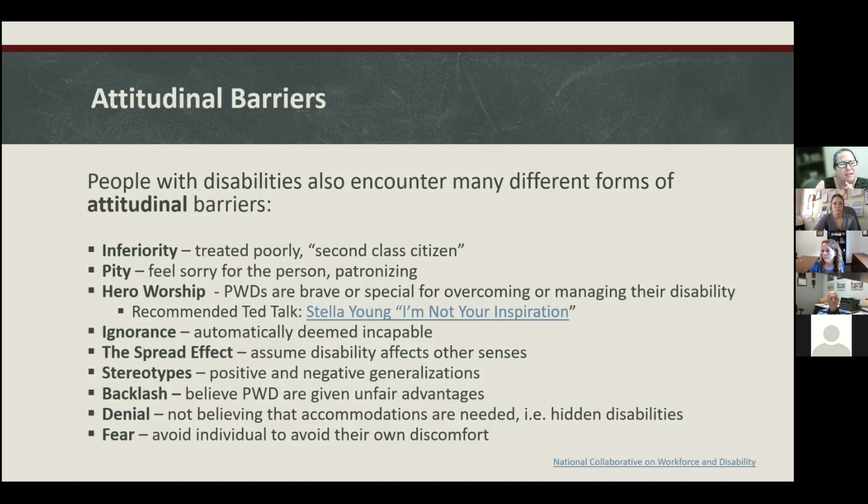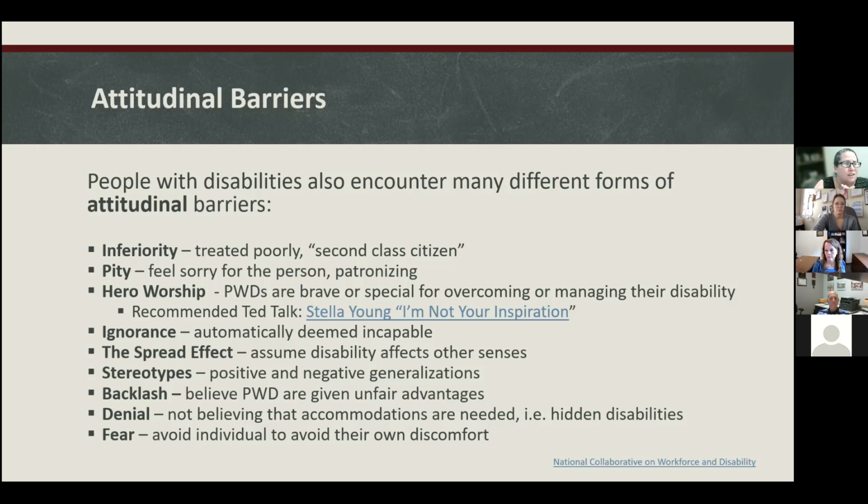The spread effect, the concept of, because you have one disability, you probably also have another. So we hear about people who are blind being yelled at because people think they might also be deaf, or people who are in a wheelchair being assumed to also have an intellectual disability and not being addressed directly. So understanding that not every disability crosses over to different parts of their senses.